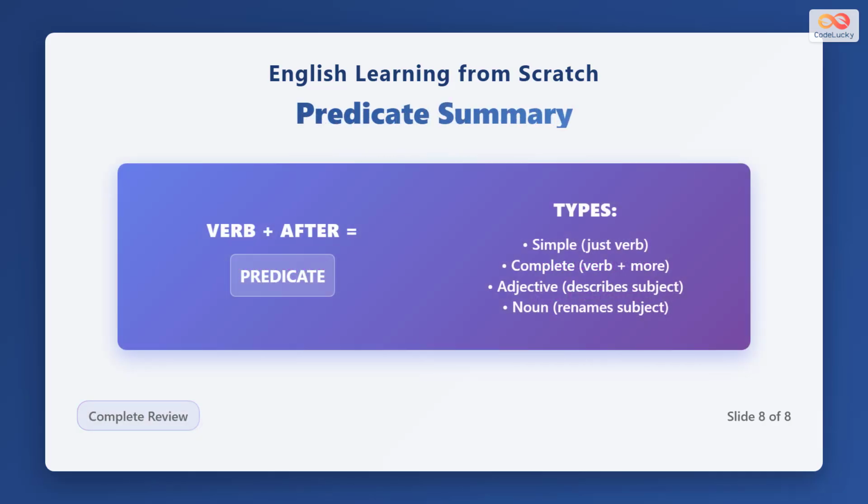To sum up, a predicate always includes a verb and all words that describe the action or condition. Predicates can be simple with just a verb, complete with extra words, compound with multiple actions, or include predicate adjectives and nouns. Understanding predicates helps you build clear and strong sentences by showing what the subject does or is.